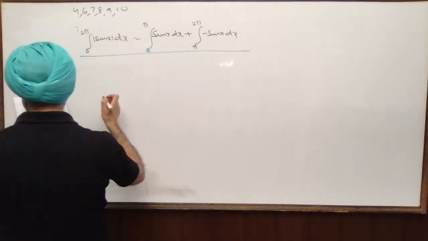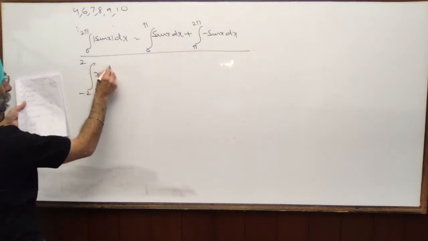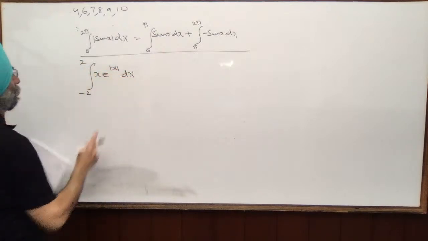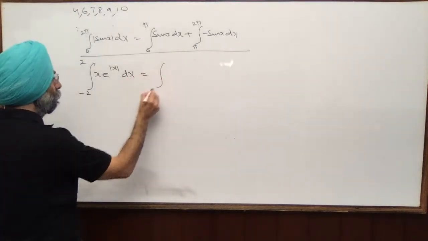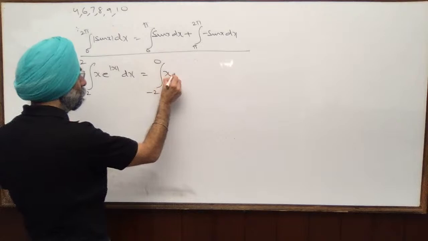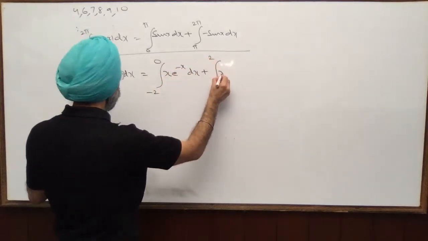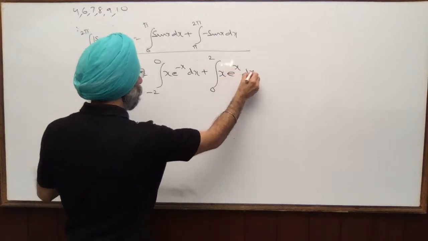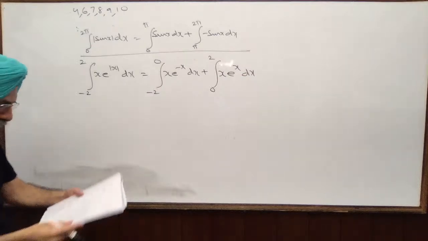Now the sixth question: minus 2 to 2, x e raised to power mod x dx. So it is minus 2 to 0, x e raised to power minus x dx, plus 0 to 2, x e raised to power positive x dx. Then next is the 8th.